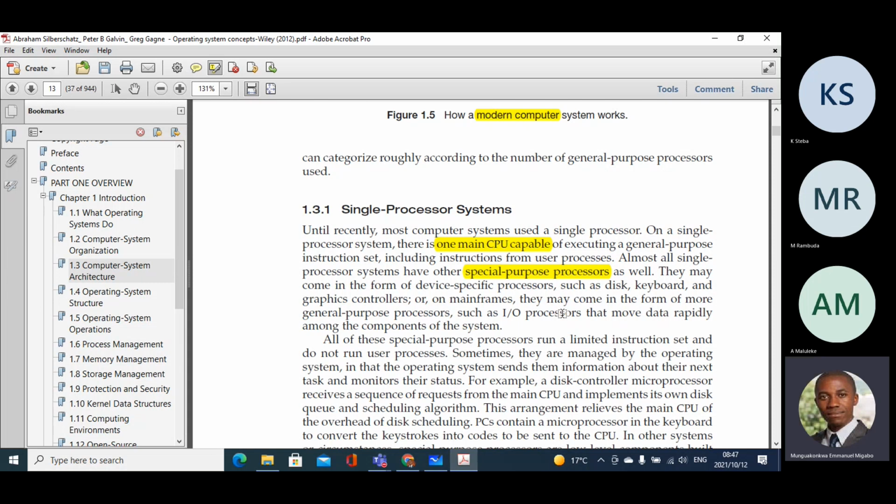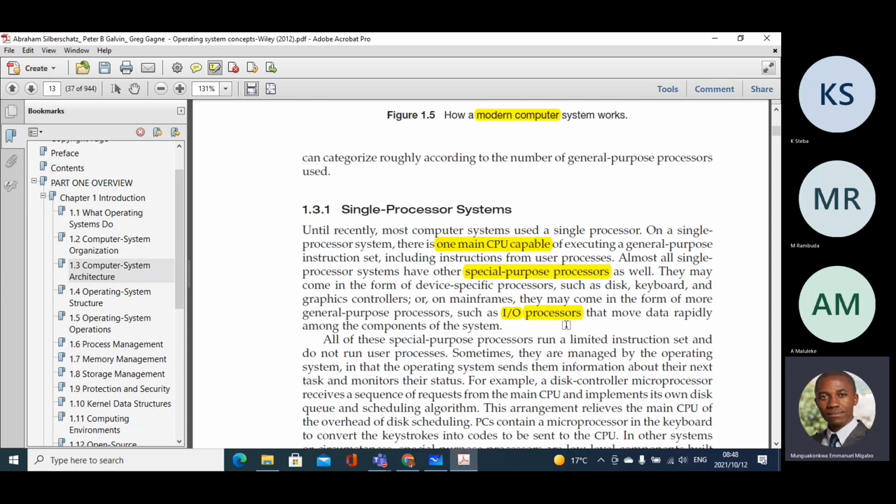They may also come in the form of more general purpose processors, such as I/O processors, input-output processors, that move data rapidly among components of the system. So single processor systems simply means we've got a single CPU, but it doesn't mean that that single CPU cannot be supplemented by special purpose processors.